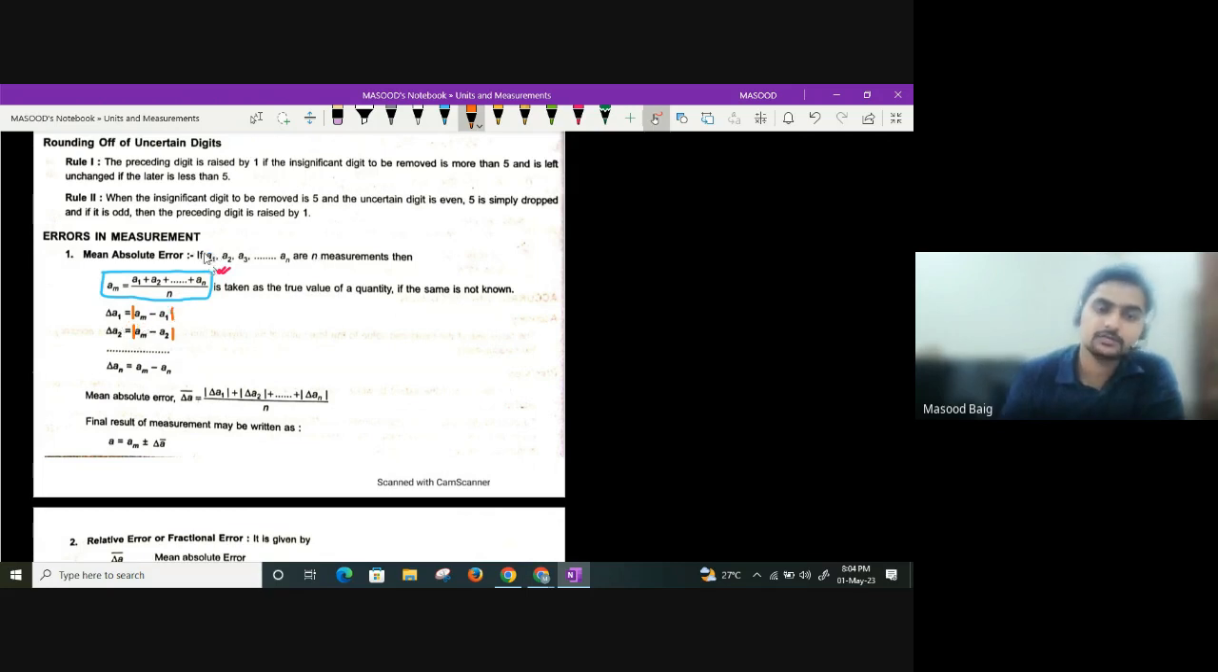With each measured value, again there will be error, guys. Right? With each measured value, you are going to have error. That error is called absolute error. How will you find the absolute error? It will be mean value minus the measured value in magnitude, and always remember absolute error will always be positive.